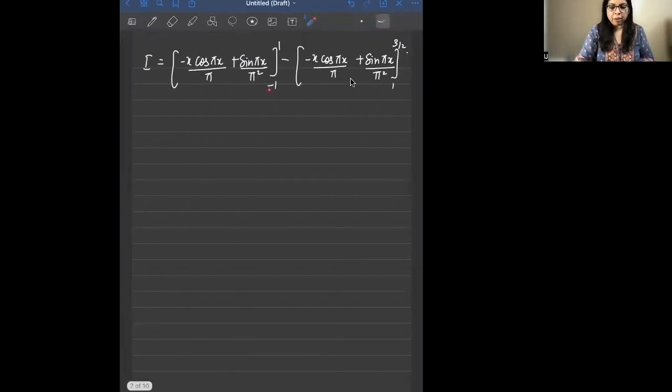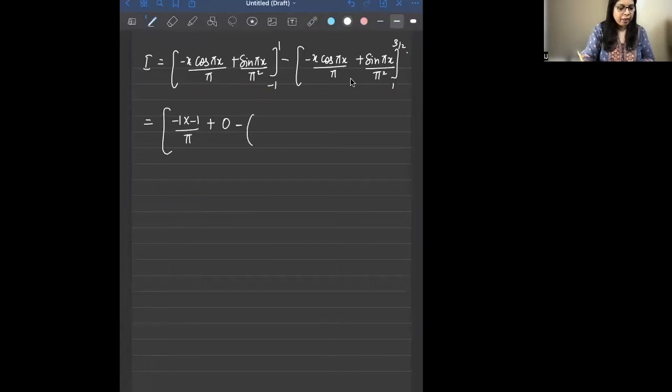So first integral is minus 1 to 1 with its integral जो answer आया था, and 1 to 3 by 2, and there is negative sign in between. So first of all we will put the limit as 1. So minus 1 cos pi is minus 1 upon pi plus sine pi upon pi square. Sine pi is 0. So this will become 0. Then minus sine, and here we put minus 1 instead of minus x. So we get minus 1 by pi, and sine of minus pi will become 0.